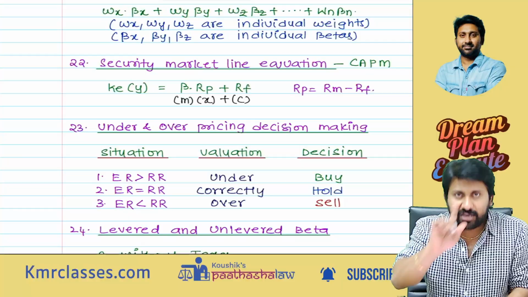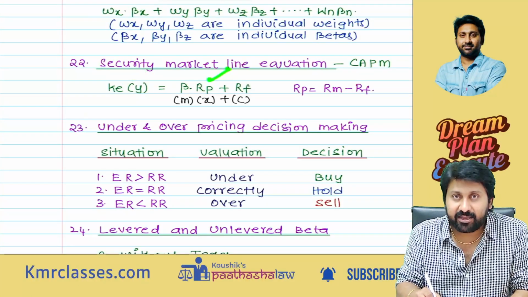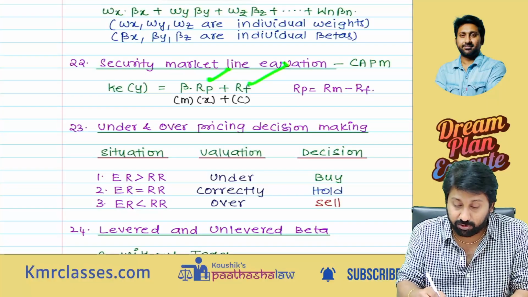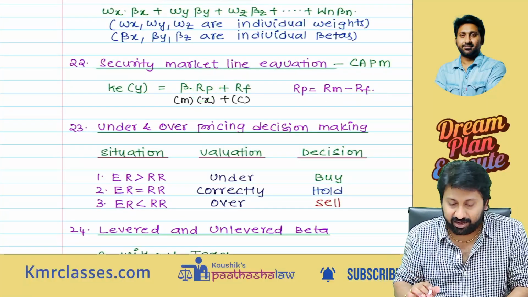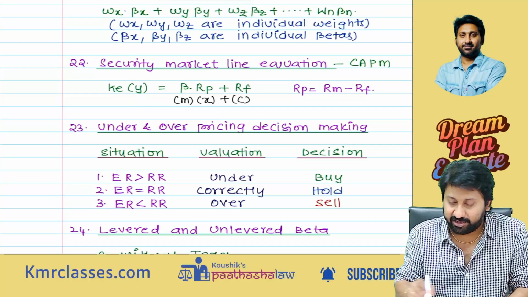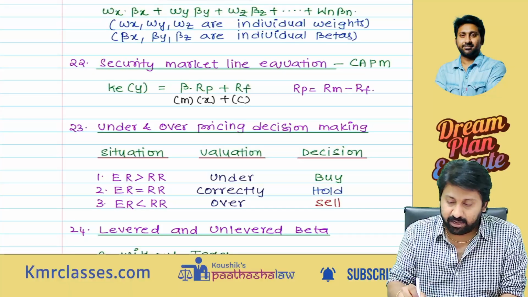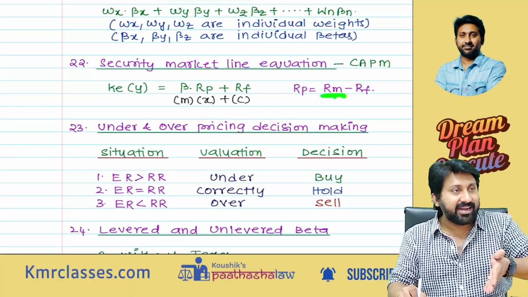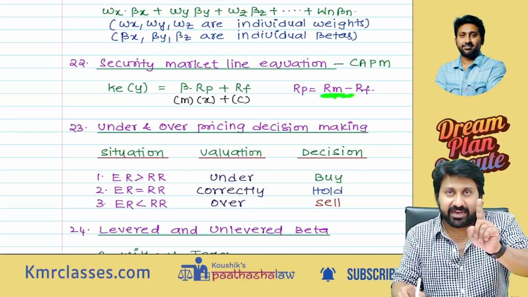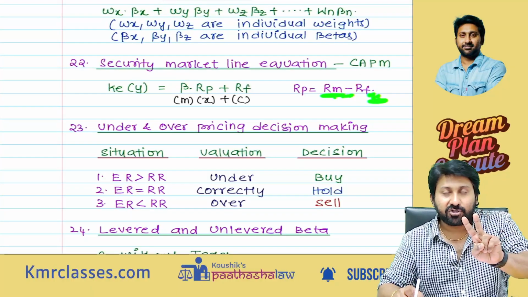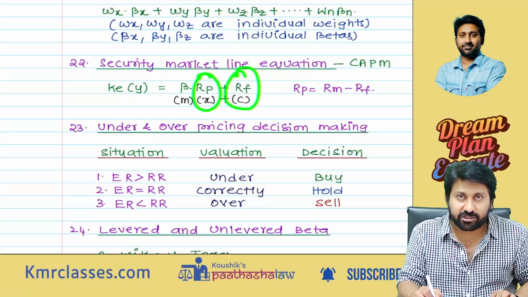In any question, they will ask you Ke, they will give you RP, they will give you RF. RP means nothing but RM minus RF, so beta into RM minus RF. That's called the risk premium. RM is for the entire market, entire India. For me one RM, for you another RM will not be there; for entire India, one RM will be there. Entire India, one RF will be taken. So RM minus RF, RP, is the same for everyone. Intercept is constant for everyone.